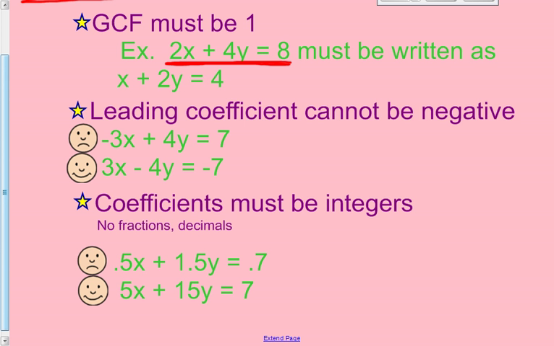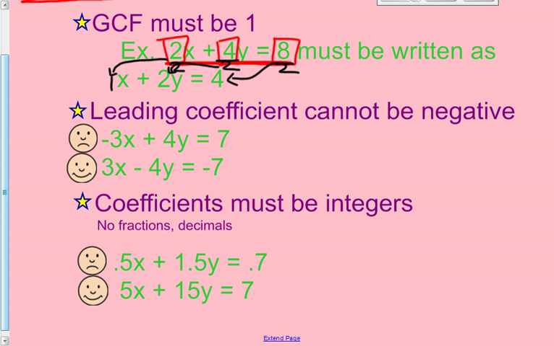If you get 2x plus 4y equals 8, all three of these coefficients are even numbers. If all three are even numbers, that means they can all be divided by 2. So we could take out that greatest common factor of 2 and reduce it. So we would divide this one by 2, divide this by 2, and divide this by 2. So your correct answer would be 2 divided by 2, making a 1x, 4 divided by 2, making a 2y, and 8 divided by 2, making a 4 on the right side.